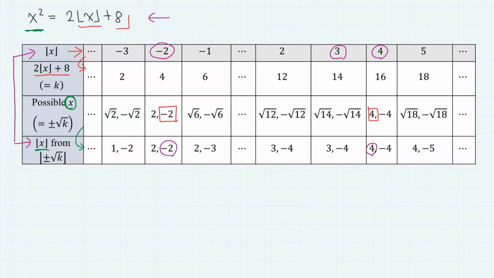Additionally, if we use 3 for floor x, then the square root of the right-hand side also gives 3. In this case, x has the value of positive square root of 14. These are the only possible cases. Therefore, the roots are x equals negative 2, square root of 14, and 4.